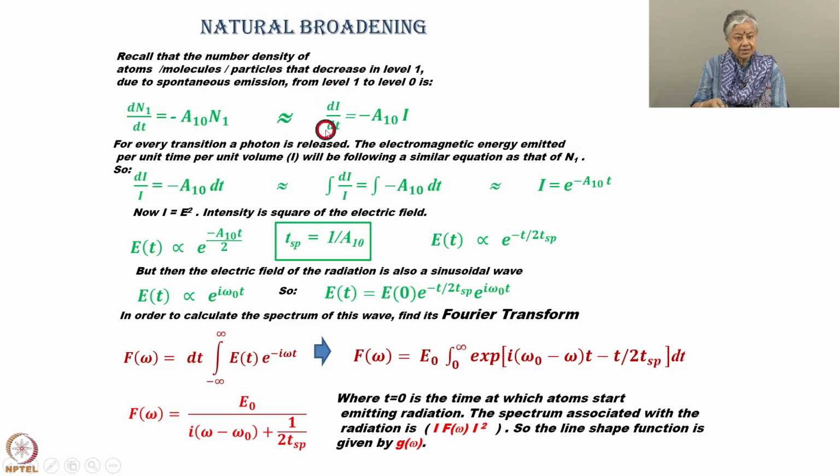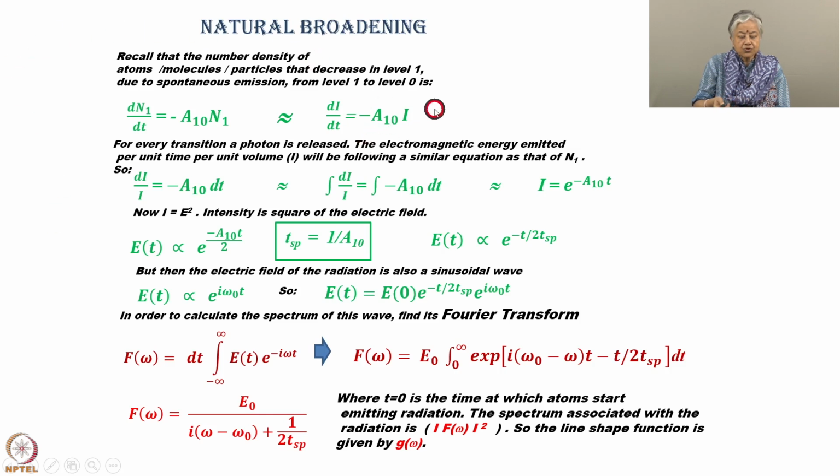So, dI by dt, writing an equation exactly similar to this, is equal to minus A10 I, that is the rate at which the radiation is emitted, and again the intensity. So, we have replaced N1 by I which gives the intensity. So, for every transition a photon is released. The electromagnetic energy emitted per unit time per unit volume, that is I, which is somewhat the intensity, will be following a similar equation as that of N1. So, that is why I have written this.